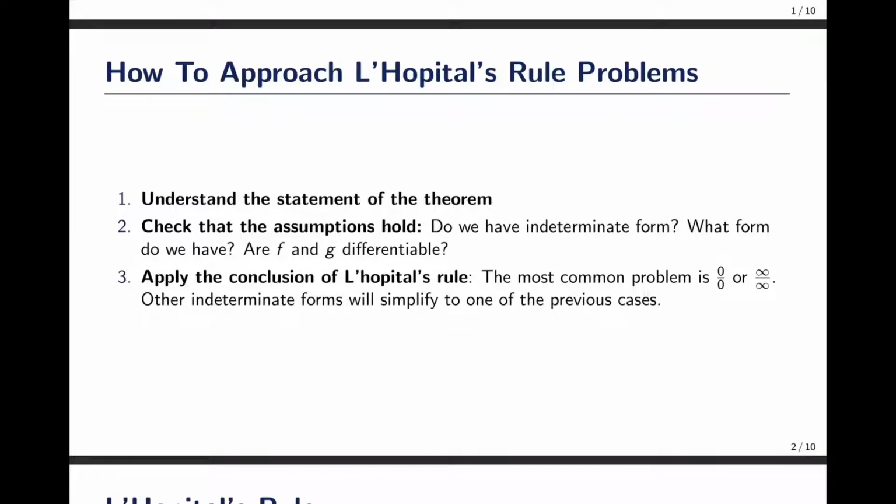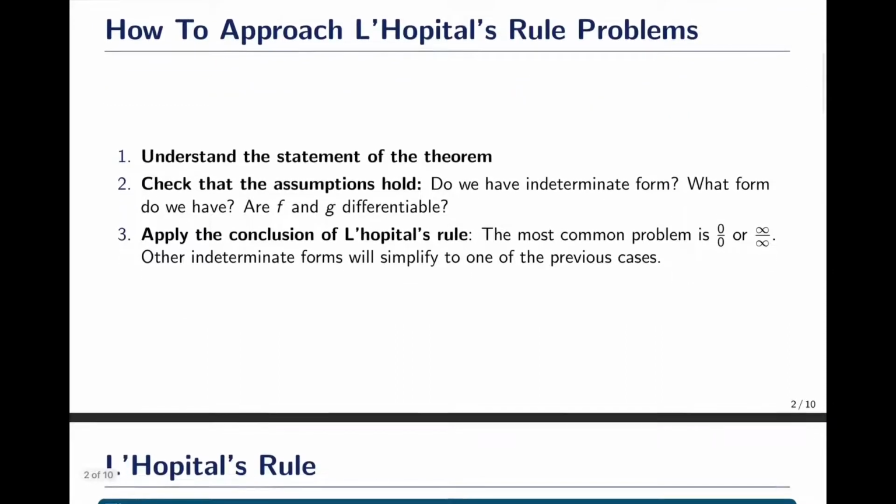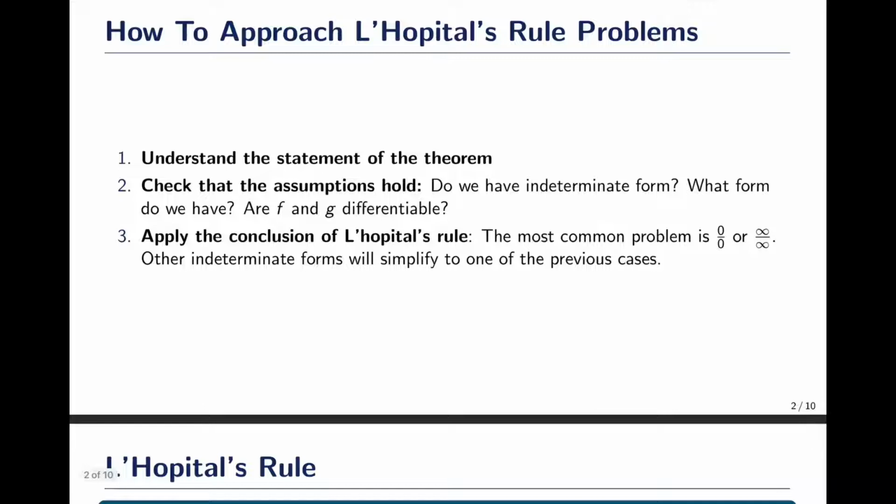In this case, we need to check that we have an indeterminate form, and what form do we have? We're also going to need to check that f and g are differentiable, although in this course, most of the functions that we see, f and g, are going to be differentiable. Once we check 1 and 2 off, then we can apply the conclusion of L'Hopital's rule. The most common types of problems we're going to see, especially on the final exam, are these 0 over 0 and infinity over infinity indeterminate forms. If we have a problem that isn't 0 over 0 or infinity over infinity, it's typically going to reduce back to one of those cases with a little bit of algebraic manipulation.